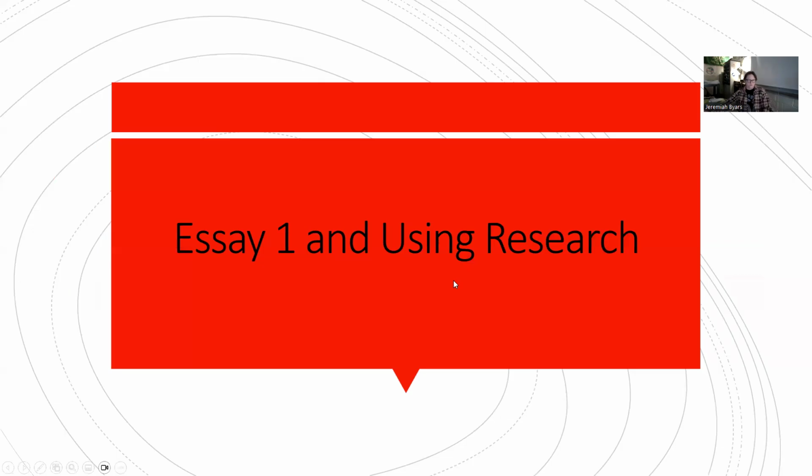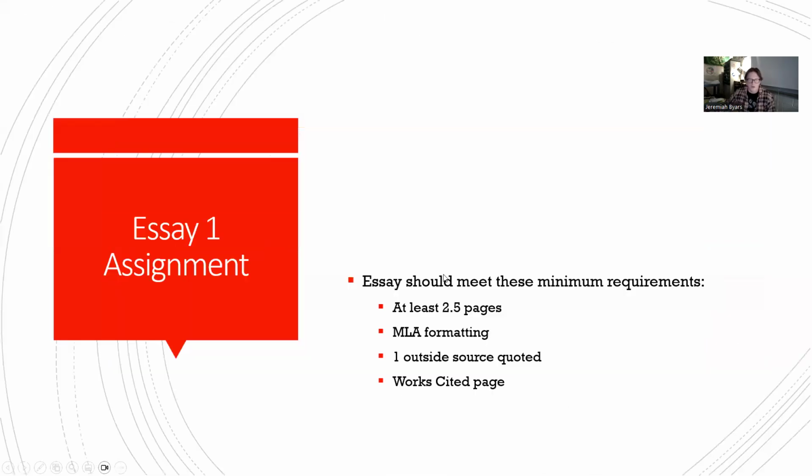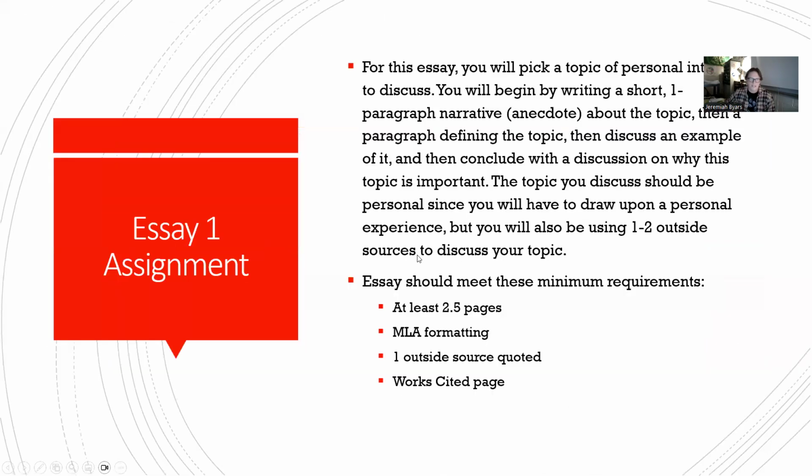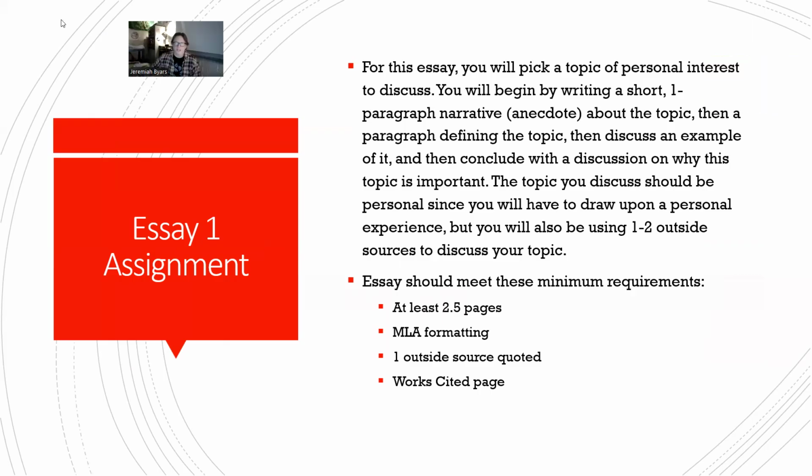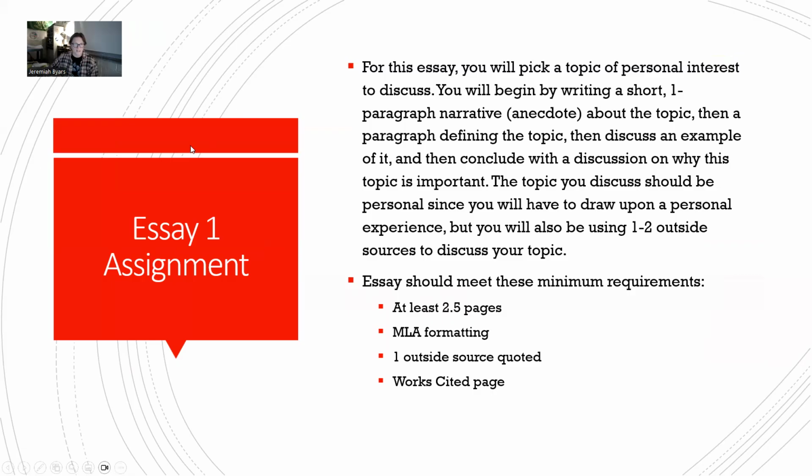Essay one, and using research. Here is the description for essay one. For this essay, you will pick a topic of personal interest to discuss. You will begin by writing a short one-paragraph narrative, a little anecdote about the topic, then a paragraph defining the topic in your own opinion, and then discuss an example of it. And then you're going to conclude with a discussion on why this topic is important.